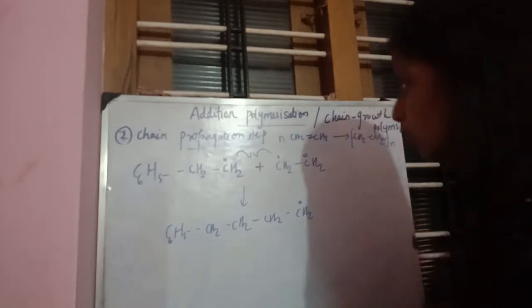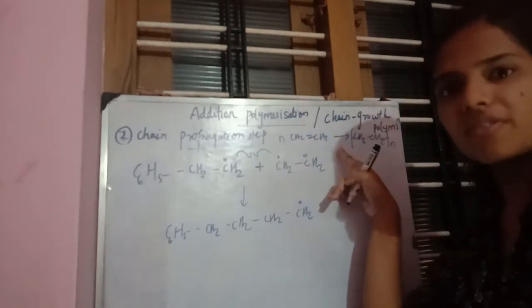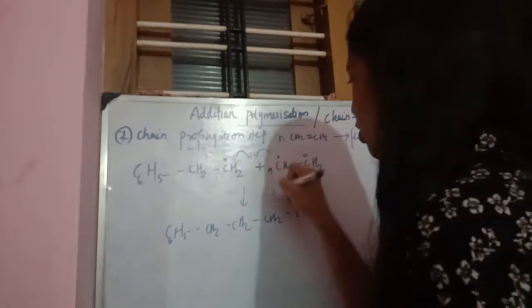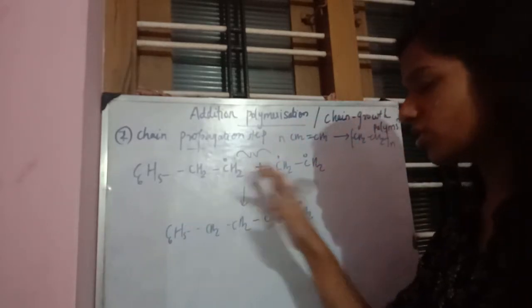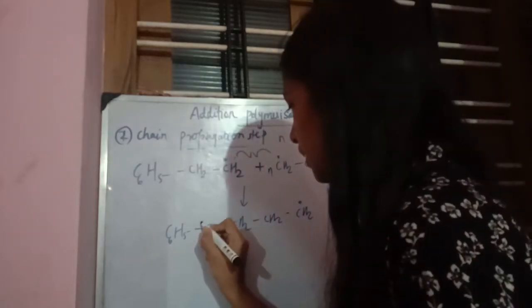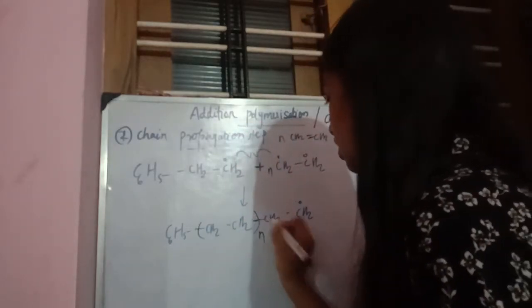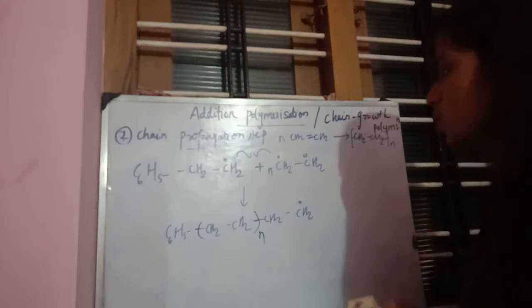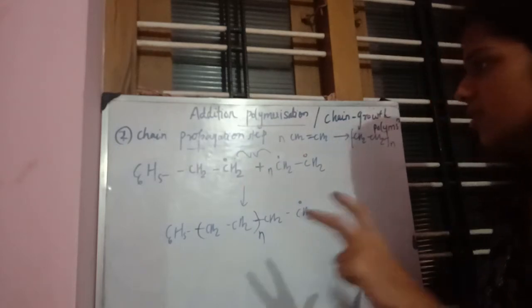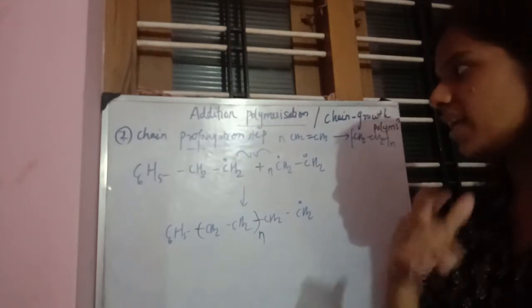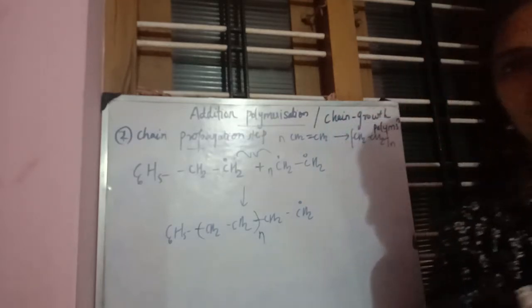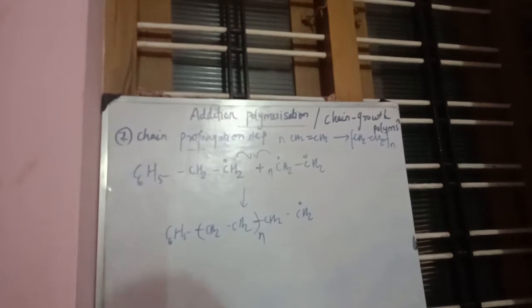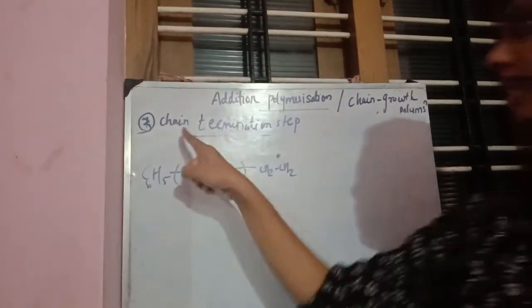Fine. So like this, we are using n number of ethene molecules. When n number of ethene molecules combine with such radical, I can simply write n here. This is how the chain propagates. Now the third one is the chain termination step.